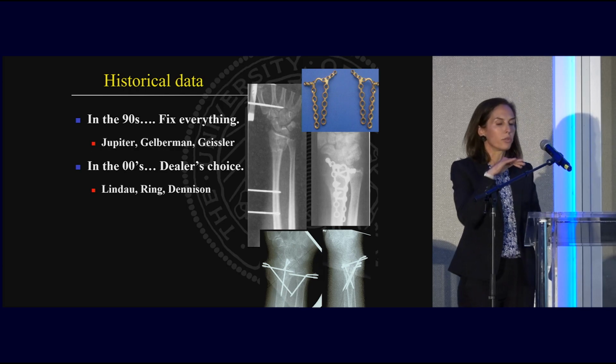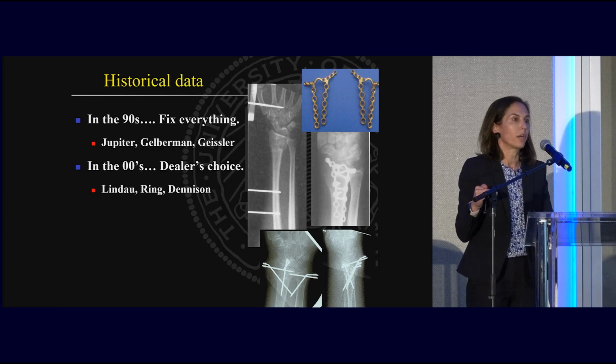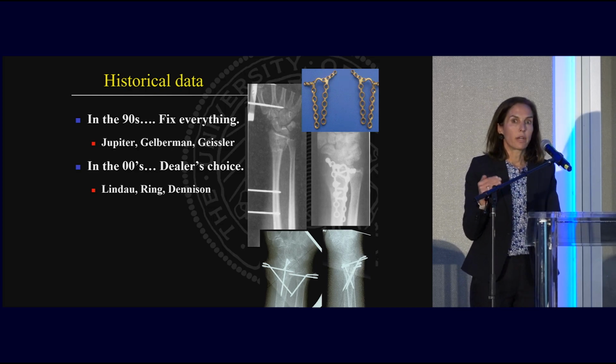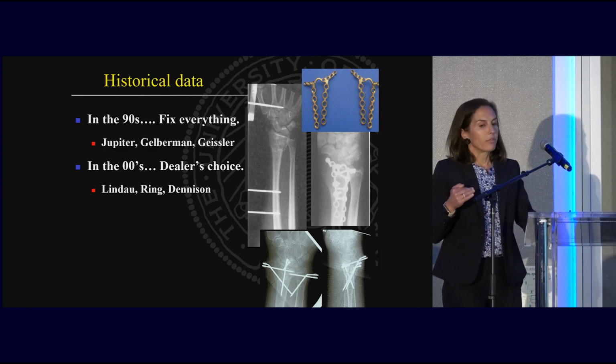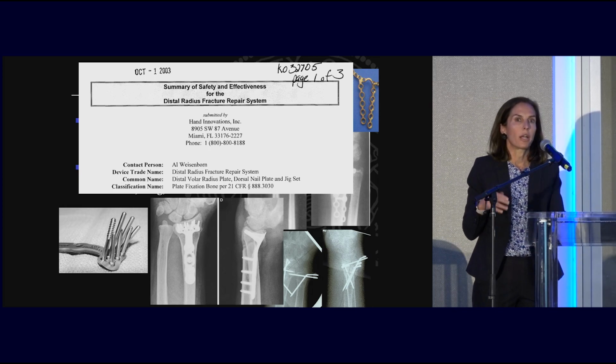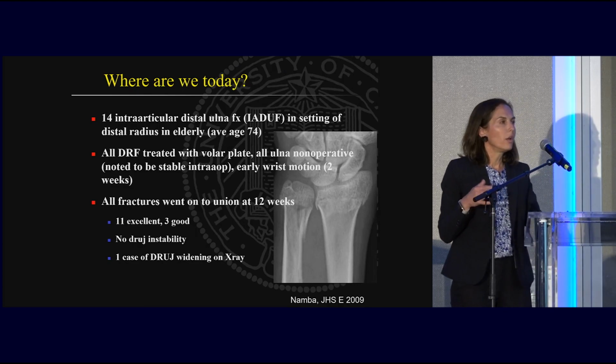So historical data, when you look back at these studies, in the 90s, when you read these classic articles, everything was fixed, right? So you would fix the distal radius, you would fix the distal ulna, at least with K-wires or something. And then in the 2000s, it ended up being kind of dealer's choice. You can find a paper that says fix them, find a paper that says don't fix them. What was a difference was actually the innovation of the volar locking plate, which changed a lot. And that underscores the need to get an adequate reduction of your distal radius before you even address the distal ulna. And so where are we today?